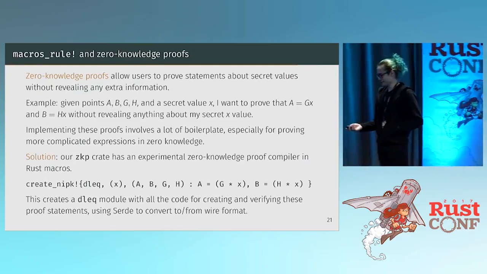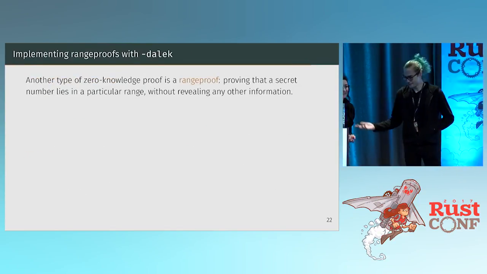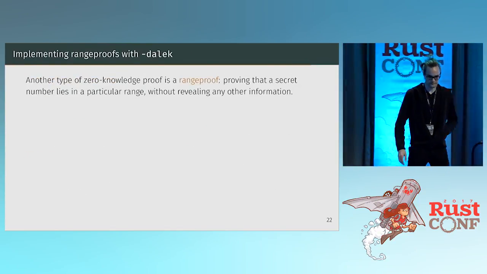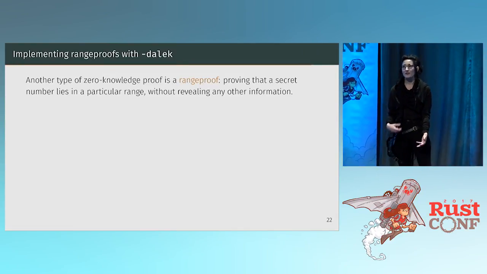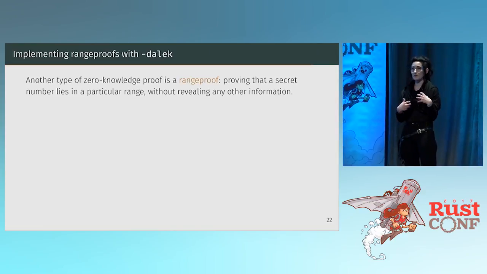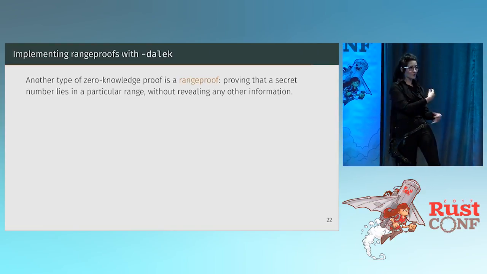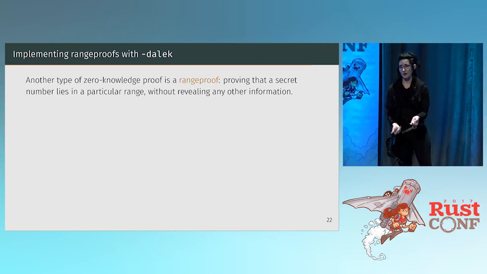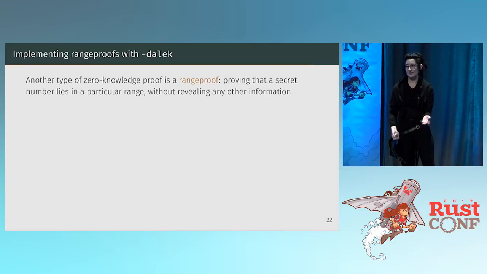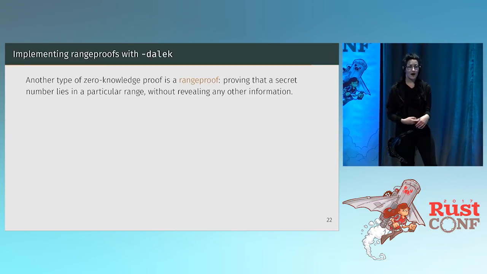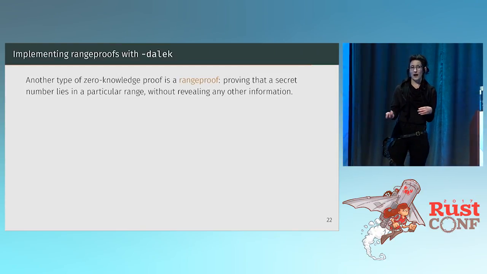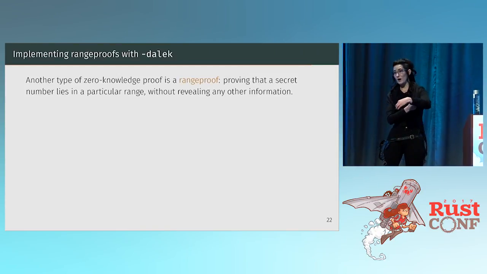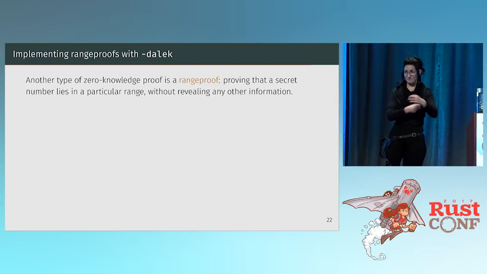Another thing that we did that Isis can talk about? Sure. So there are other types of zero-knowledge proof statements that you want to make. Before, there was proving an equality, but you might want to prove an inequality. Like, you might want to say, I know an X, and it's bigger than Y. The problem is that if we're working in a cyclic group, X being bigger than Y is the same thing as X being smaller than Y if it wraps around the group.